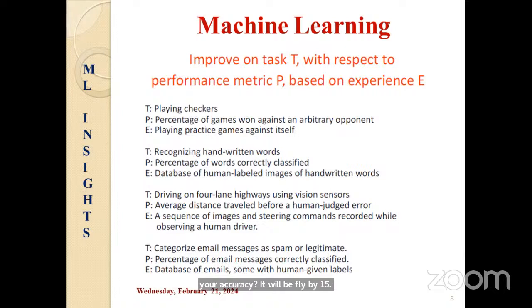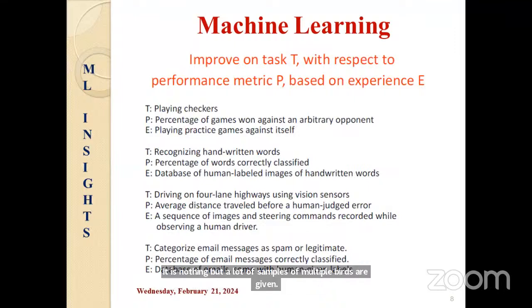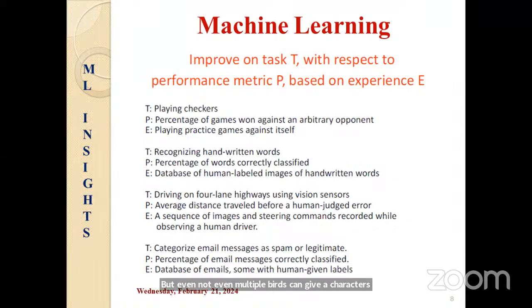E is nothing but your experience. It is a large sample of multiple words given to the system; not even multiple words, you can give characters also. It is given as the input for the system to build. In the same manner, there are two more examples. I need to identify whether my email message is spam or not. So that is the task. How many messages have you identified as spam?